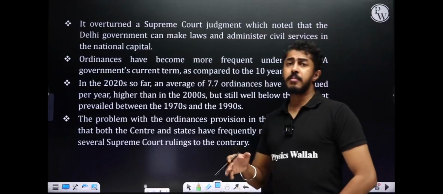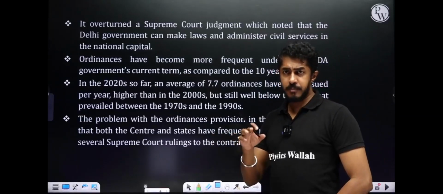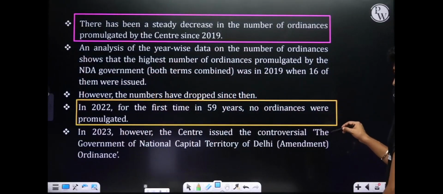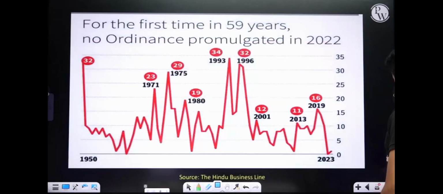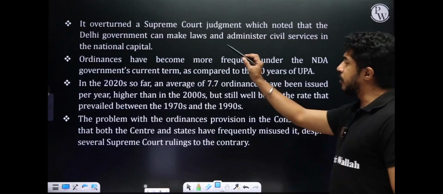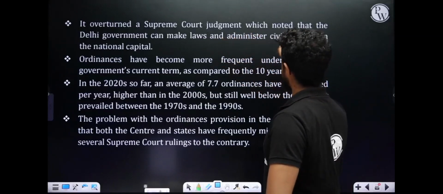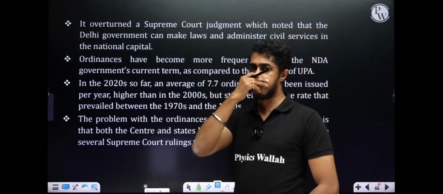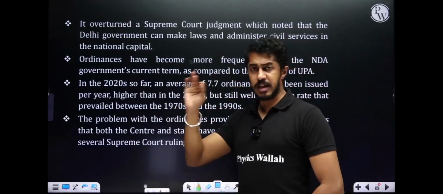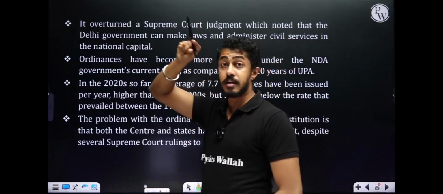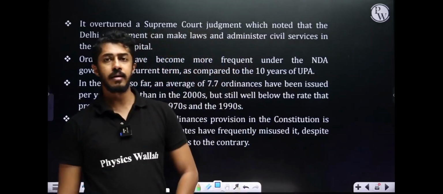So what was that amendment about? The Delhi Amendment, the controversial National Capital Territory Amendment Ordinance, which the center issued. It overturned a Supreme Court judgment which noted that the Delhi government can make laws and administer civil services in the national capital. We'll take it up in detail when I'm discussing the lieutenant governor and central government issues. There we will discuss it in detail.